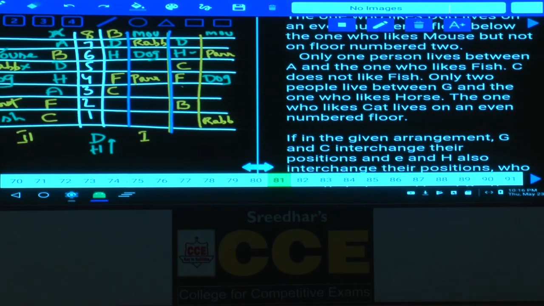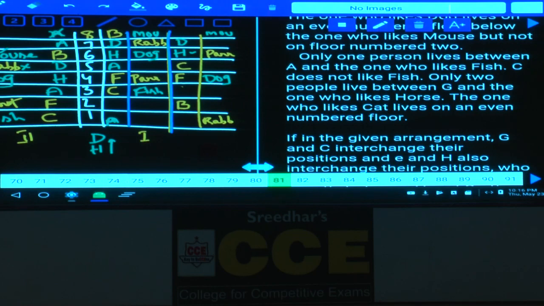Clear now? Then coming to the next case, between A and the one who likes fish. Now if A is here, fish is on the 3rd floor. A is on the 2nd floor, not possible, isn't it? Because if A is on the 2nd floor, this fish must be on the 4th floor, not possible. And what is the other possibility? A must be here. Hence A can be either on the 1st floor or on the 5th floor. And in both these two cases, the one who likes fish must be on the 3rd floor, isn't it? That means fish is on the 3rd floor.